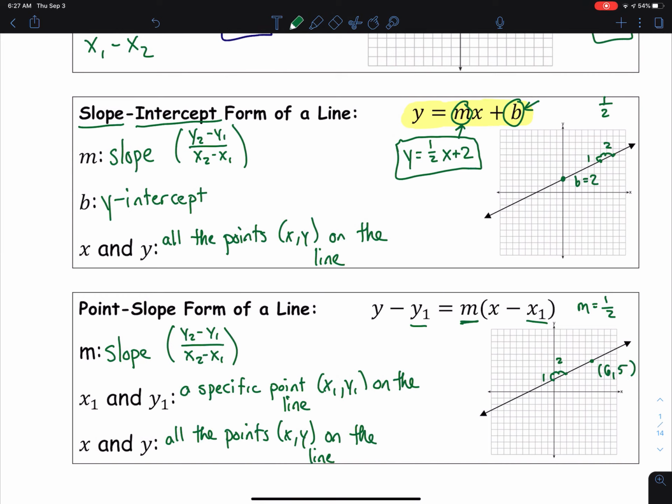And you plug that point in for x1 and y1. So our equation in point slope form would be y minus, my y1 here is 5, equals 1/2, my slope, x minus 6, which is my x1. So this would be my point slope form of this line. Let's go on to the next page.